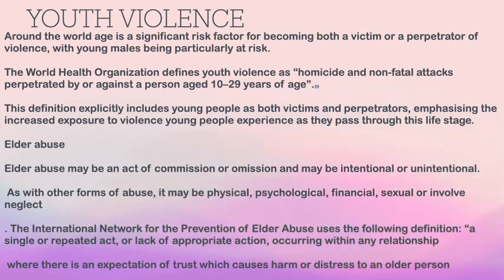Elder abuse may be an act of commission or omission and may be intentional or unintentional. As with other forms of abuse, it may be physical, psychological, financial, sexual, or involve neglect. The International Network for the Prevention of Abuse of the Elderly uses the following definition: a single or repeated act or lack of appropriate action occurring within any relationship where there is an expectation of trust, which causes harm or distress to an older person.